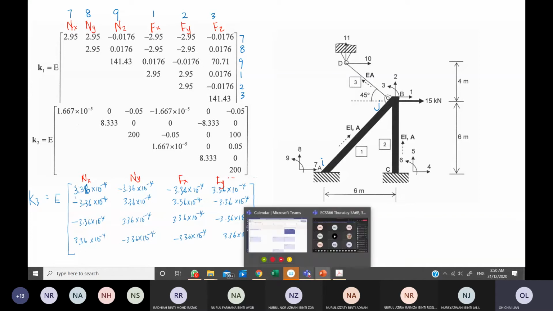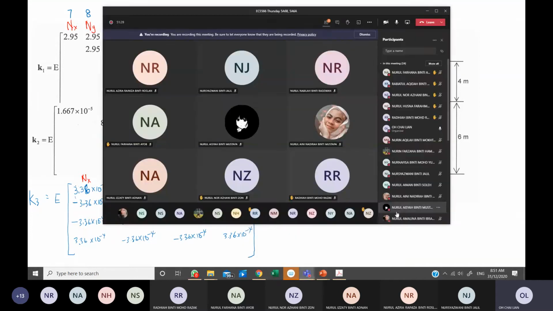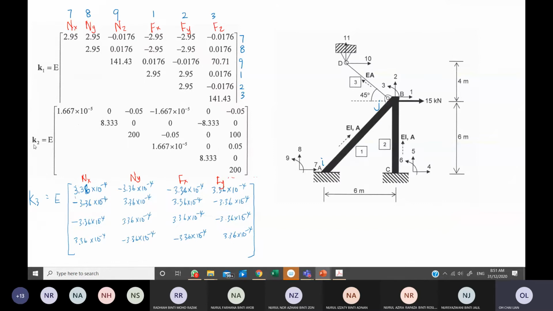Okay, thank you very much. I will call another to help. So how about Nurul Husna? Are you here? Nurul Husna, are you here? Yes, madam. Can you help us with this K2 numbering?